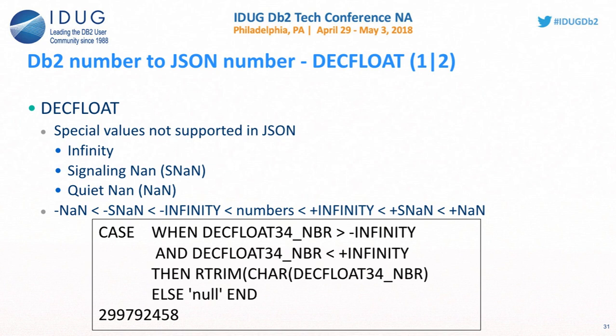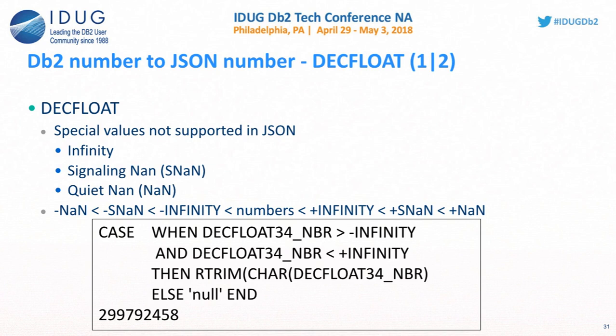Okay, I went to deck float because it's easier. Deck float, I was telling you, has those special values. The nice thing about those special values is that a negative infinity is less than any number, a negative signaling nan is less than a negative infinity, and a quiet nan is less than a signaling nan. So when you get down here to your case statement, it actually becomes quite easy. You can say, for my deck float number, if I'm greater than negative infinity and less than positive infinity, well, there's my number. Otherwise, it's null, because that was my solution. My solution is I'm not dealing with any of that stuff.